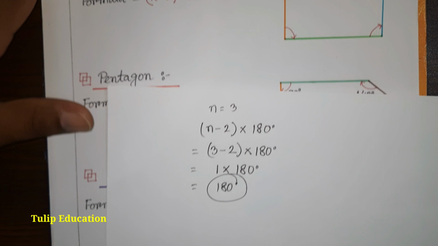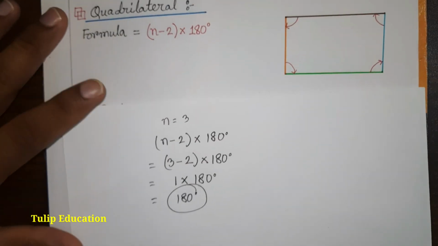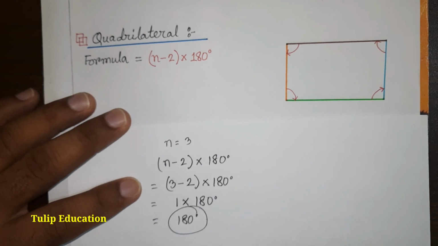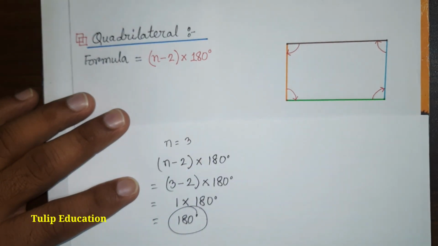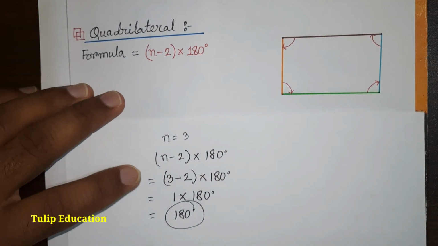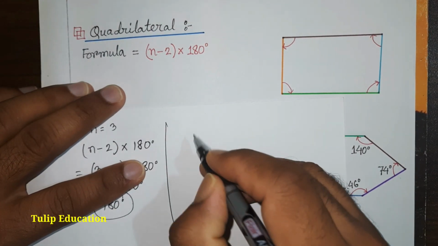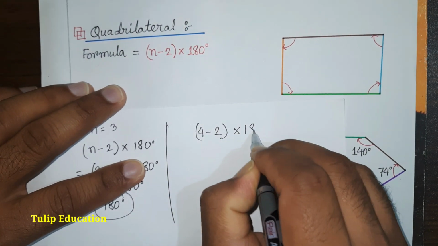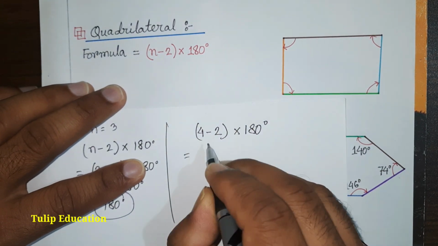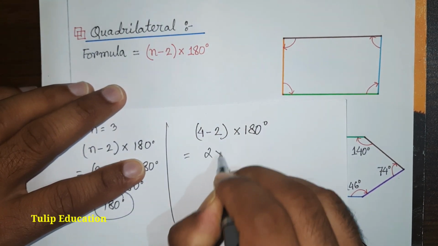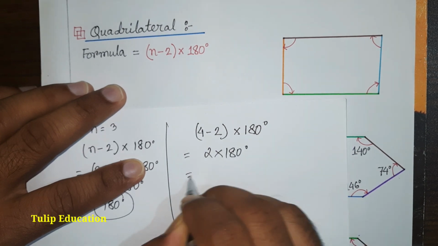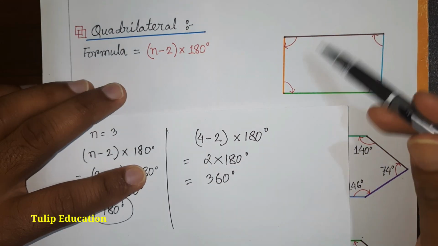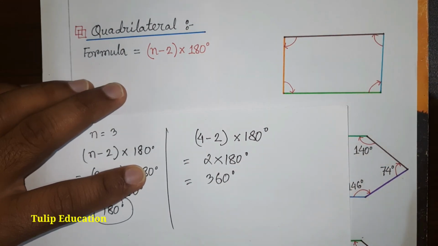Then we can discuss about quadrilateral. We all know that a 4-sided polygon is quadrilateral. The formula is same. The formula is (n minus 2) multiply with 180 degrees. And the value for n will be here 4. (4 minus 2) multiply with 180 degrees. 4 subtract 2, that will be 2. 2 multiply 180 degrees. And the result will be 360 degrees. The summation of total interior angles for quadrilateral is 360 degrees.